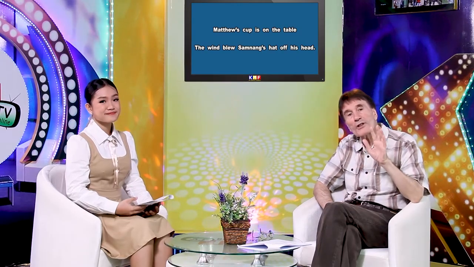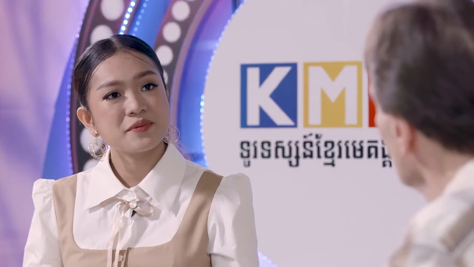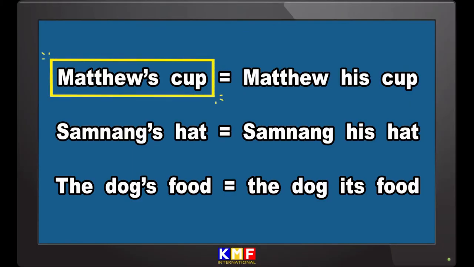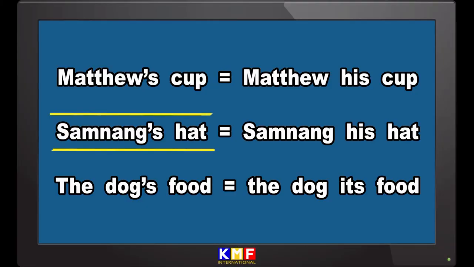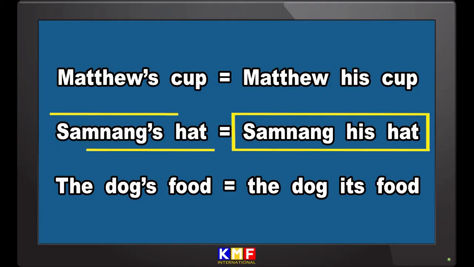But what does the apostrophe stand for? Can you explain to me? Matthew's cup. It means Matthew his cup. So the apostrophe stands for H-I in his. And Sum Nang's hat, Sum Nang his hat.